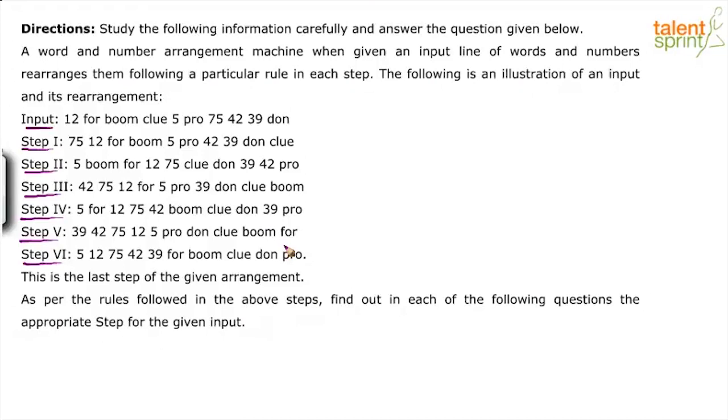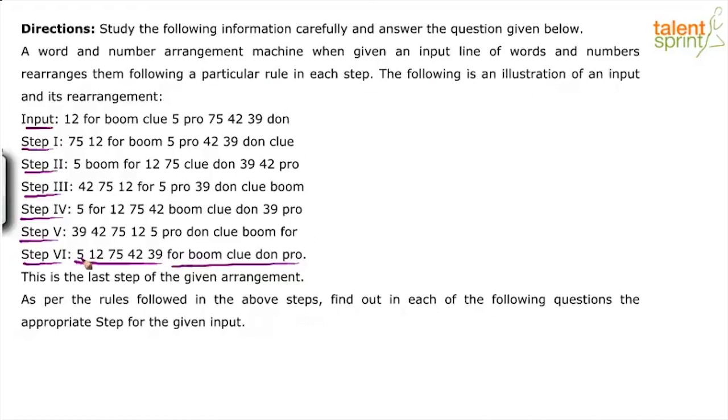Now, usually we say that the first step to solve a question from machine input output is to look at the last step. So here when I look at the last step, very first instance, we know that all the numbers have come in the front and the words have been taken after that, right? 5, 12, 75, 42, 39, numbers in one place, and words all together towards the end. But what is a hard nut to crack here is the logic behind sequencing these numbers in this form, which is not clear. 5, 12, 75, 42, 39. What is happening there? We have no clue.